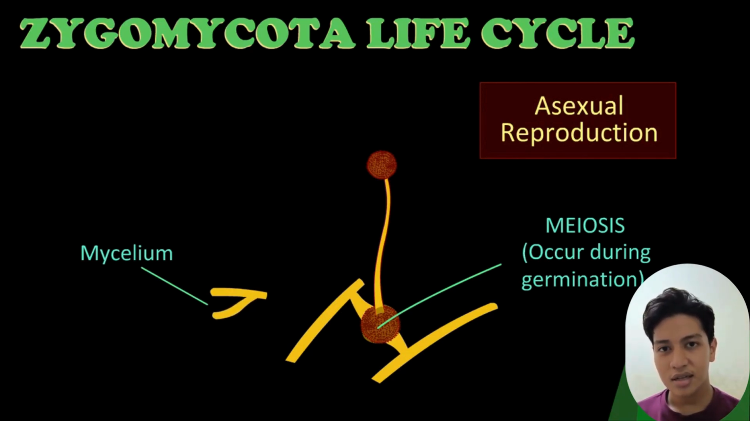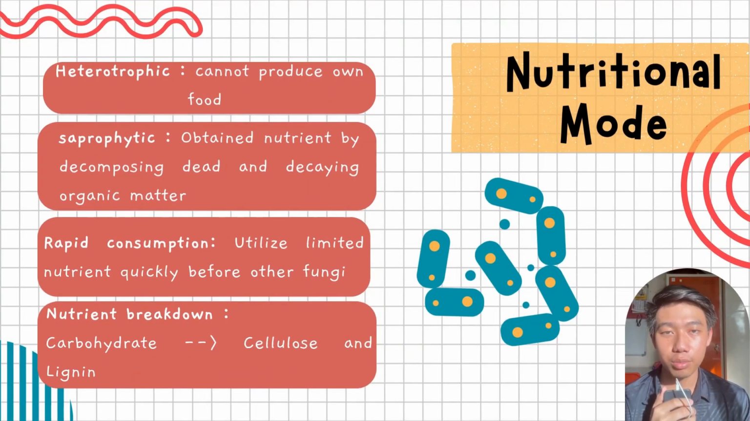This reproduction is a cycle for racemosus and other Mucors. Let's move on to the nutritional mode of racemosus. As we all know, Mucor is a heterotroph because it cannot produce its own food, due to the absence of a pigment involved in photosynthesis. Thus, it can't undergo the photosynthesis process.